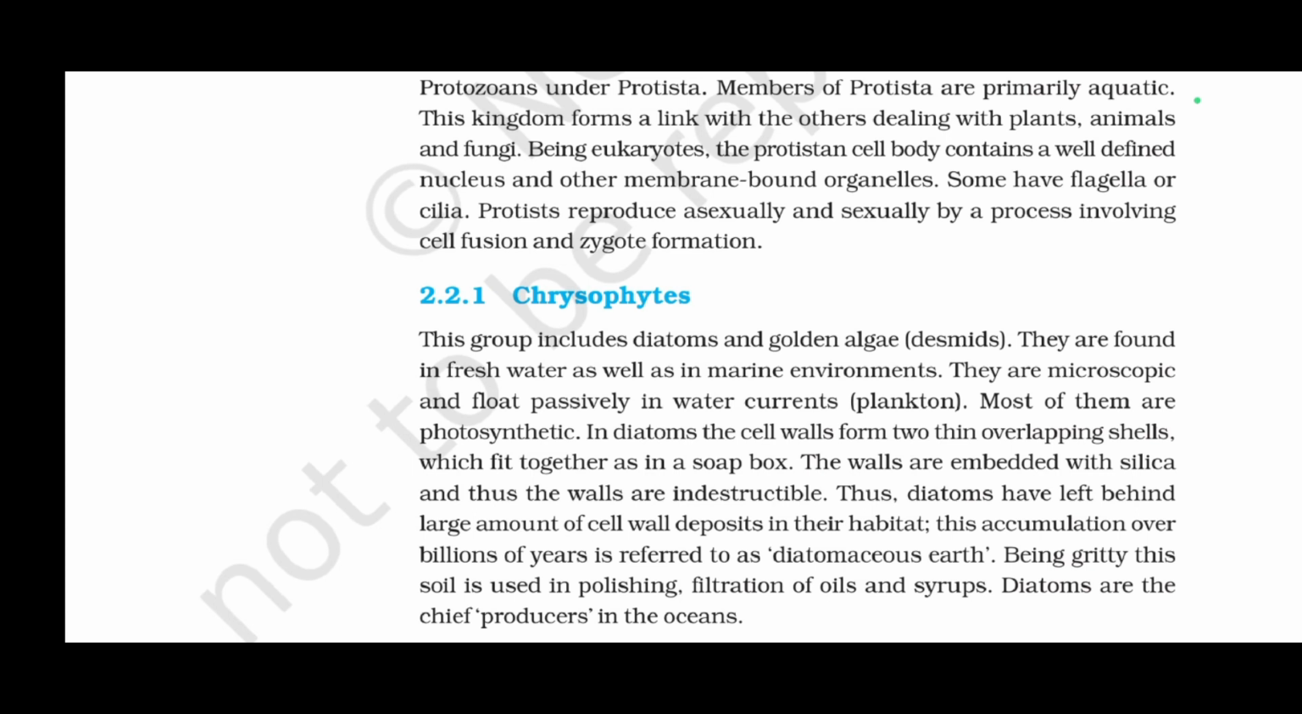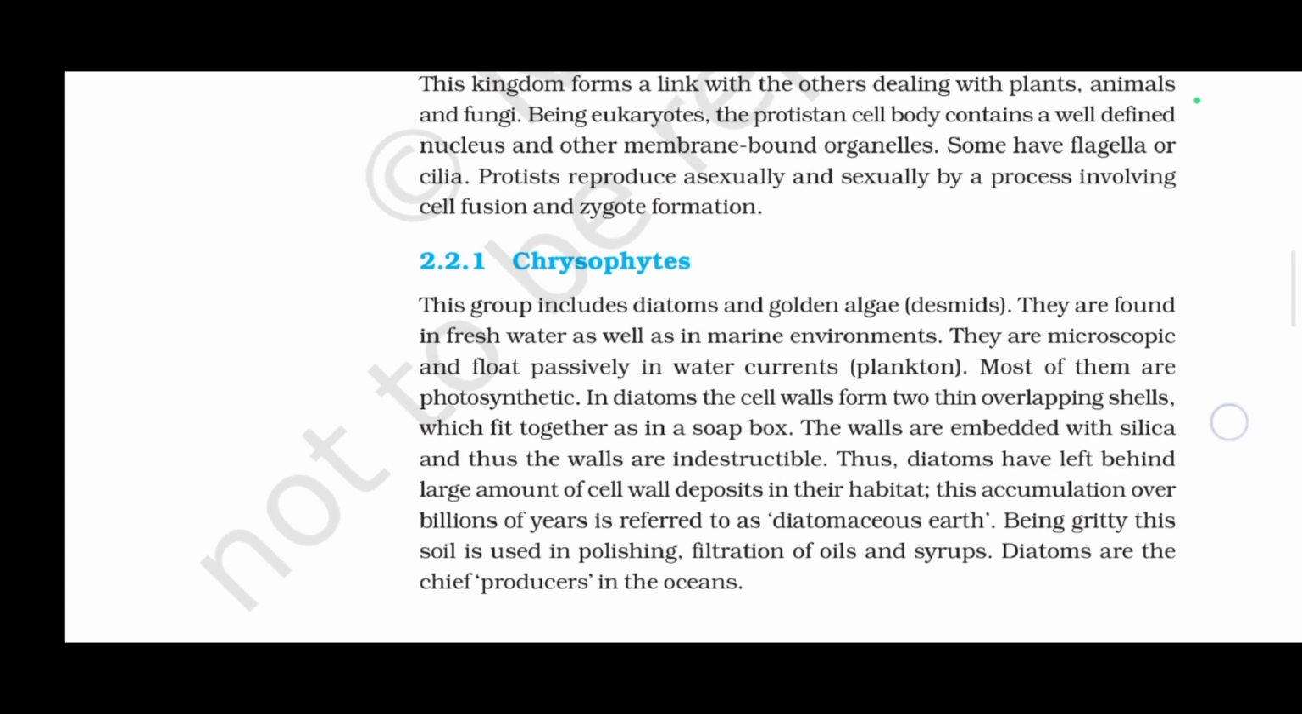In diatoms, the cell walls form two thin overlapping shells which fit together as in a soap box. The walls are embedded with silica, and thus the walls are indestructible. Thus, diatoms have left behind a large amount of cell wall deposits in their habitat. This accumulation over billions of years is referred to as diatomaceous earth. Being gritty, this soil is used in polishing and filtration of oils and syrups. Diatoms are the chief producers in the ocean.